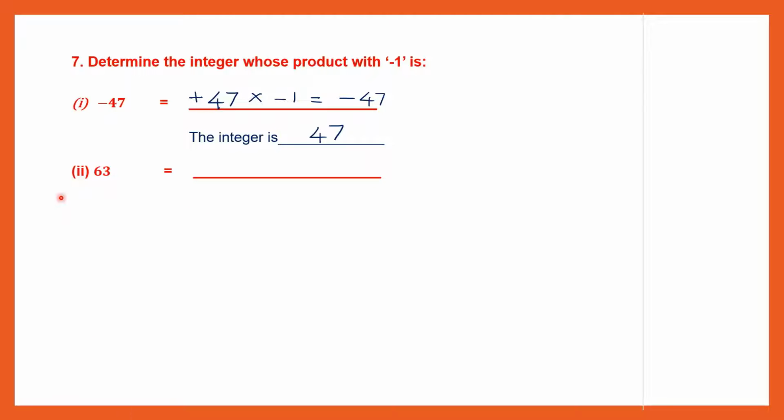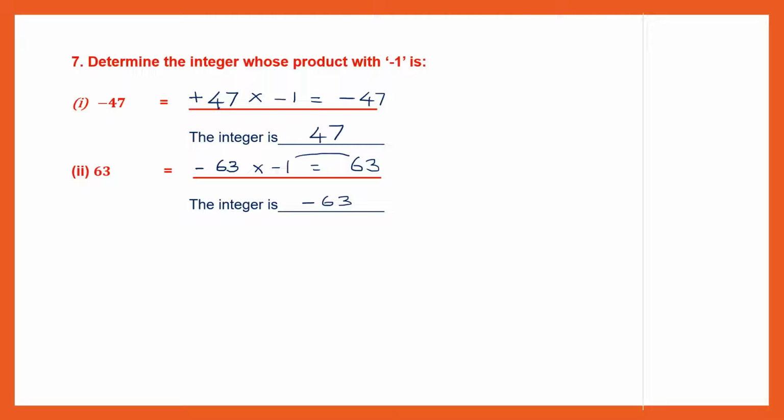Question 2. Here we have 63. Now we have to find out what we should multiply with minus 1 to get 63. Again, here we have one negative integer. If we have only one negative integer, the answer should be negative. But our answer here is positive. That means we need to have one more negative integer. So we have found the sign. The sign is minus. Now 1 into what will give us 63? 1 into 63. So the integer that we had to find is minus 63.